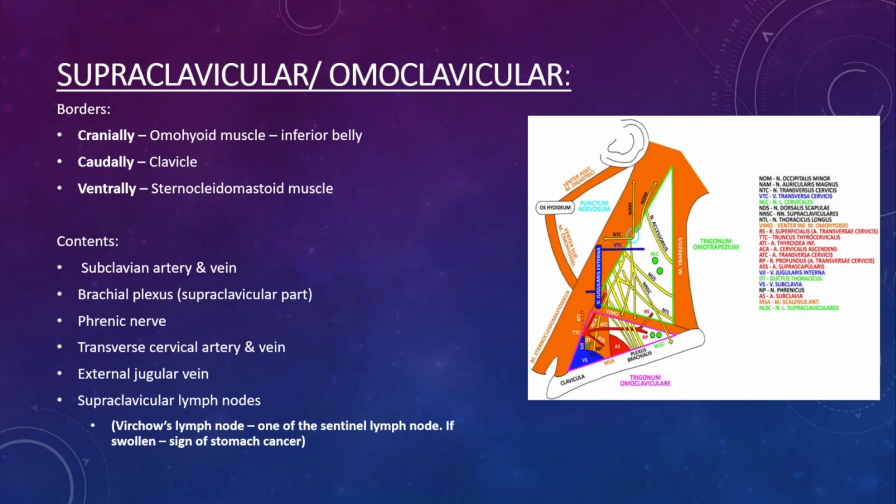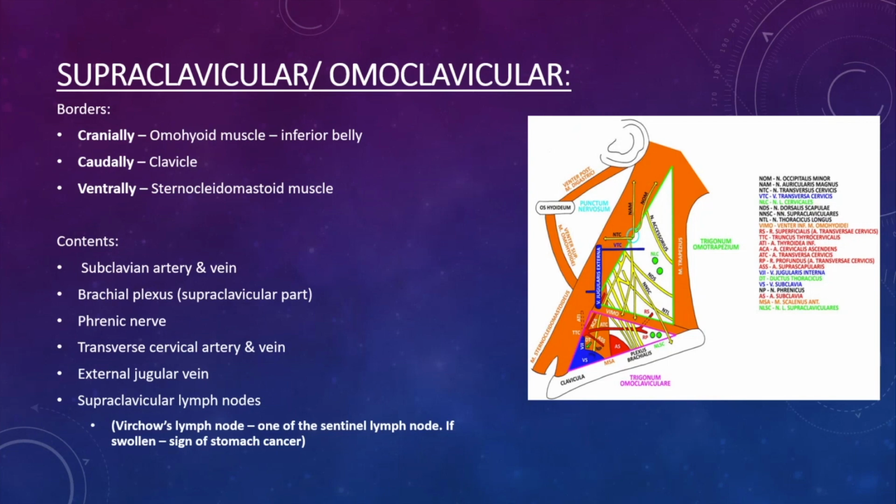Now, there are 2 points to note here. In terms of the lymph nodes, sometimes when you have a congregation of lymph nodes in a certain area, there will be certain lymph nodes that are located closer to lymph vessels, and these lymph nodes are called sentinel lymph nodes. So if any of them are inflamed, it usually is a sign of cancer, or it can be a sign of cancer. So in this case, in the supraclavicular area, Virchow's lymph node, which is one of the sentinel lymph nodes, if it's swollen or if you can palpate it on top of the clavicle or in an area superior to the clavicle, then it's a sign of stomach cancer.